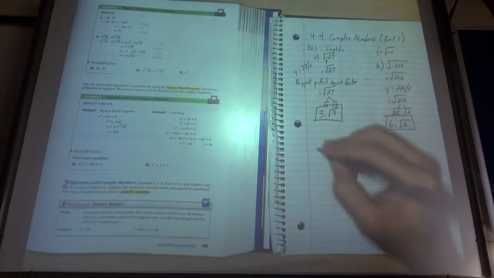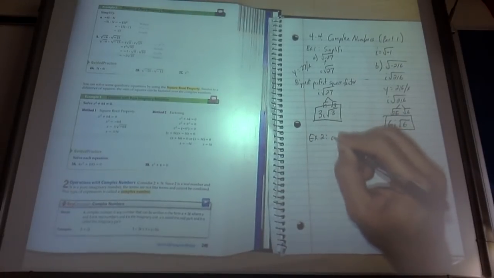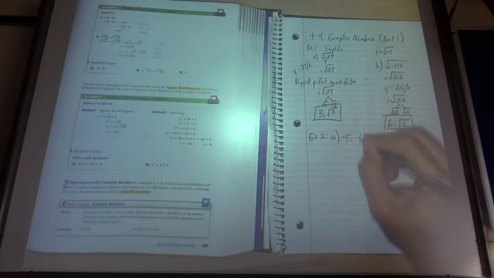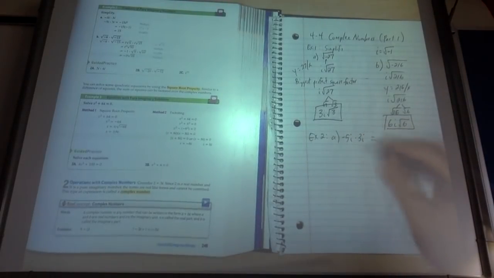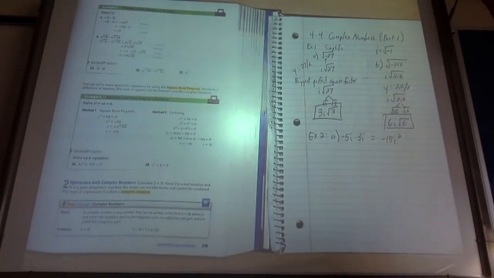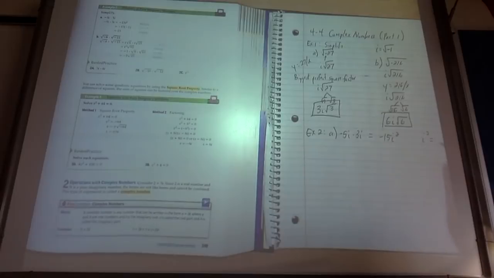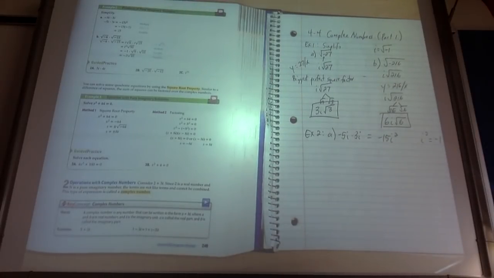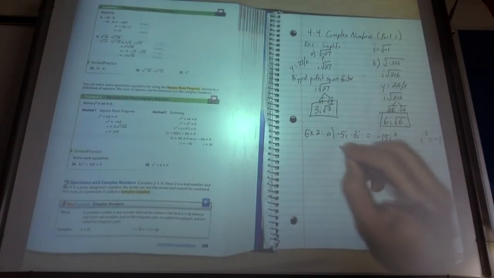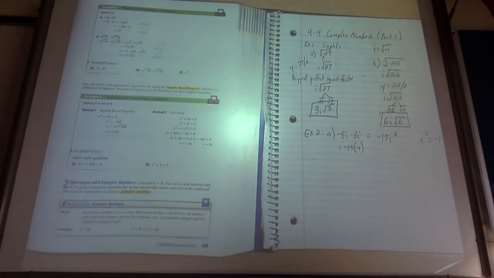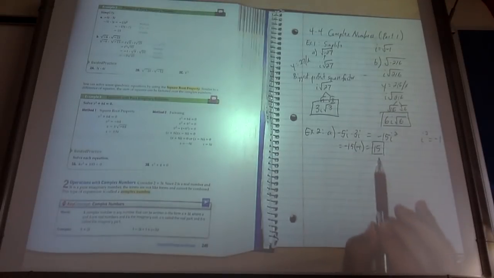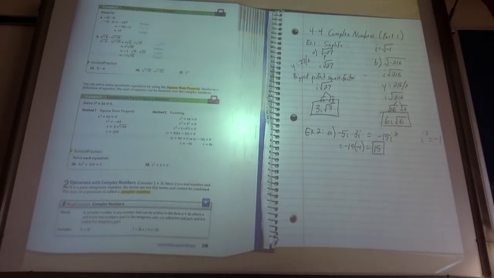Let's go to example 2, part A. It says simplify negative 5i times 3i. This is really simple. I'm going to multiply my numbers: negative 5 times 3 is negative 15. Now I'm going to do i times i, which is i squared. The table on the previous page, 248, tells you i squared is equal to negative 1. So if you see an i squared, we're going to substitute negative 1 for that value. So this problem becomes negative 15 times negative 1, which is 15, and there's your answer. Negative 5i times 3i simplifies to positive 15. There are your steps right there.